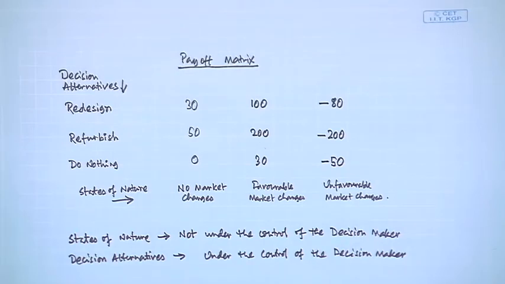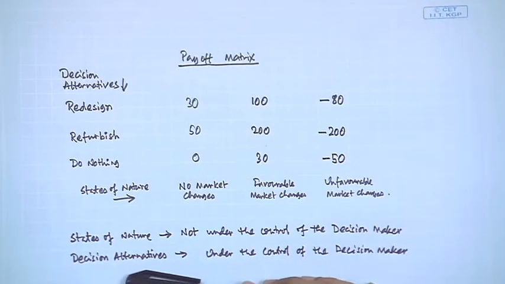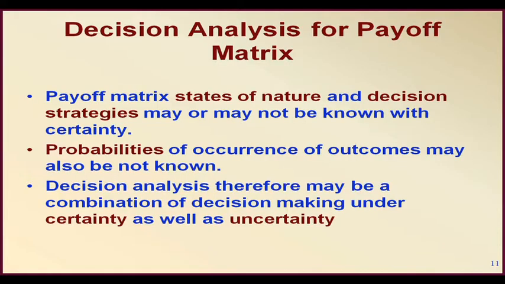Now, in order to evaluate the payoff matrices, we have to know the different types of decision maker. This is really the explanation of the payoff matrices. The states of nature and the decision strategies may or may not be known with certainty. The probabilities of occurrence of outcomes may also not be known, and decision analysis may therefore be a combination of decision making under certainty as well as uncertainty.